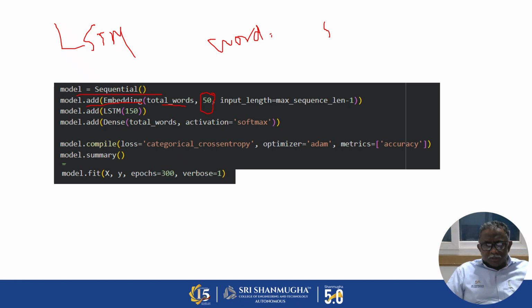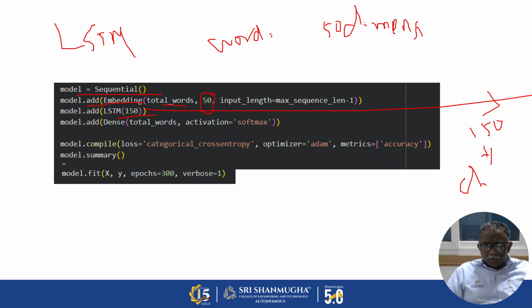So 50 dimensions will have, I can see. Then each will have 50 values. Okay, each will have 50 values. The LSTM will have 150 neurons. So each neuron will look at different patterns, different sequences, I can say. Each neuron will look at a different sequence.